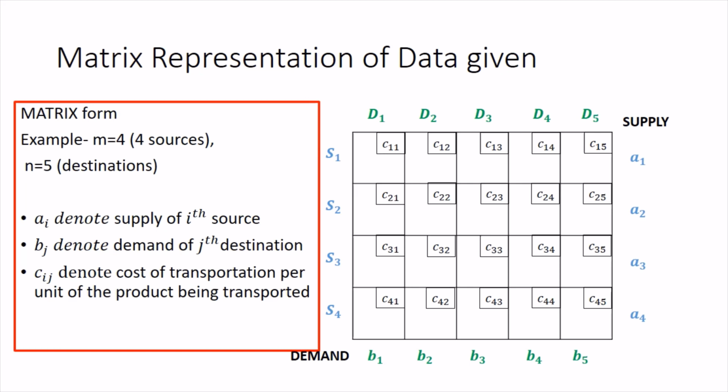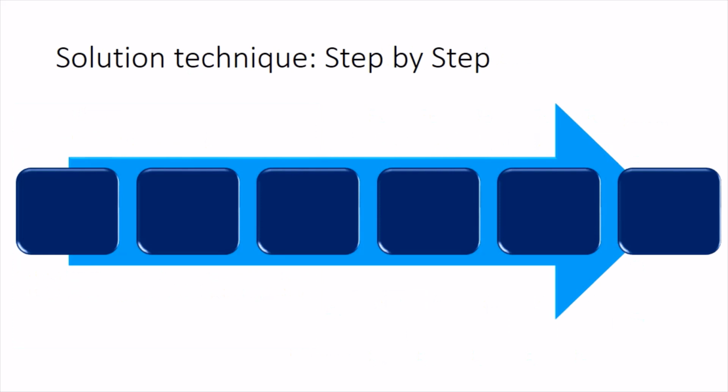So after this data representation, what do we want to do with this problem? We want to actually solve this problem. So meaning of finding the solution of transportation problem is we actually want to figure out which source will be transporting to which destination and how many number of units it will be transporting. So there are certain steps that need to be followed to reach the solution.